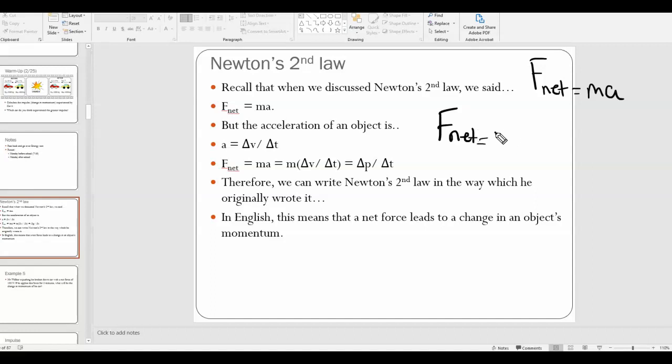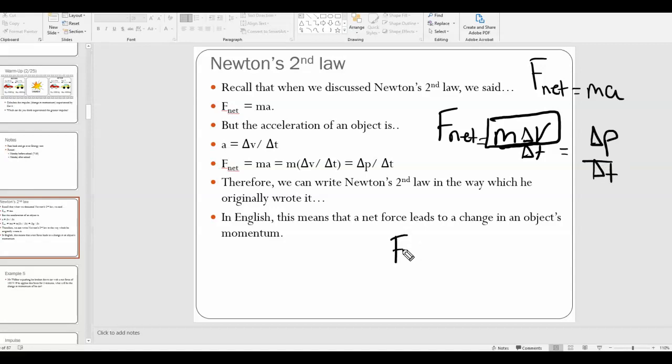Now, acceleration by definition is change in velocity over time. It's the rate at which an object's velocity changes. Now, I want you to see something. M times change in velocity, that should look kind of familiar to you. Because momentum is mass times velocity, and so mass times change in velocity is the same as change in momentum.